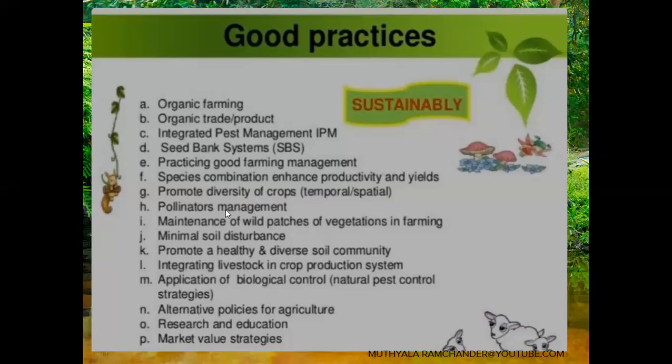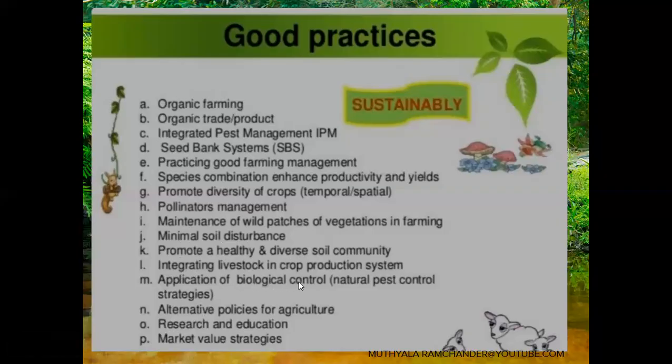And we encourage pollinator management. Pollinator management also plays a major role for agriculture enhancement. Pollinators are insects, birds, different types of living organisms. And maintain the wild patches of vegetation for the farming. Minimal soil disturbance, we use different types of soils for the cultivation of agriculture. So that soil is necessarily disturbed by cultivating crops. During the cultivation, maintain minimal soil disturbance, promote a healthy, diverse soil community. These are the main processes.